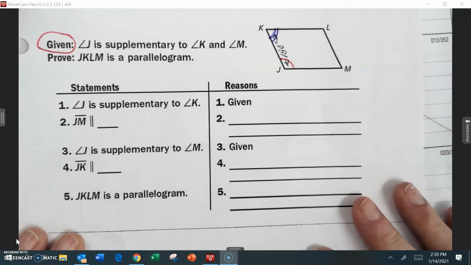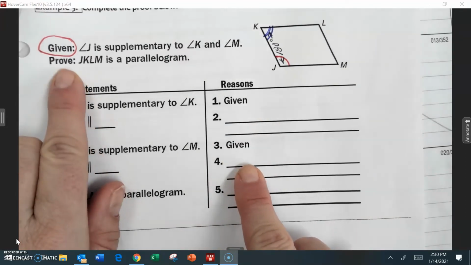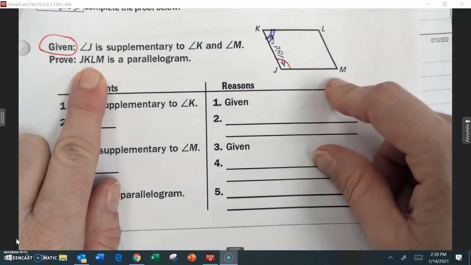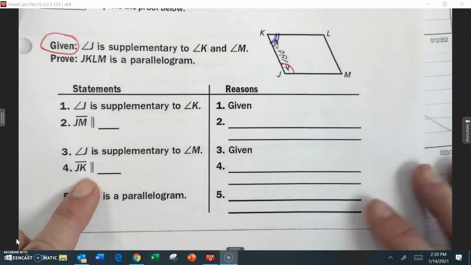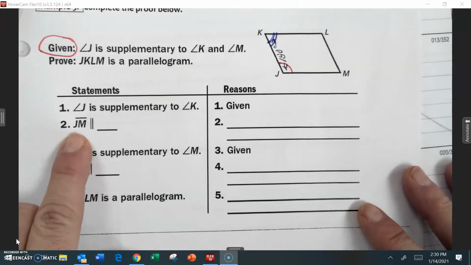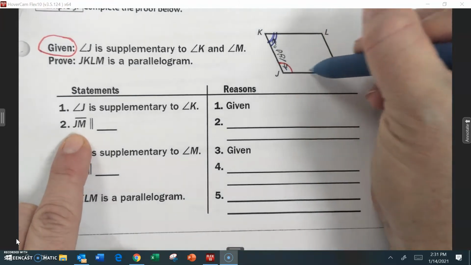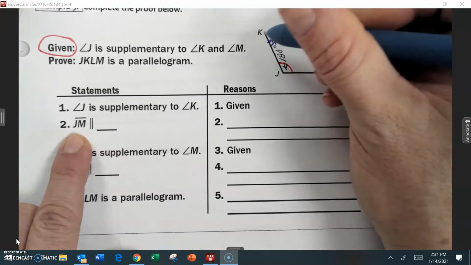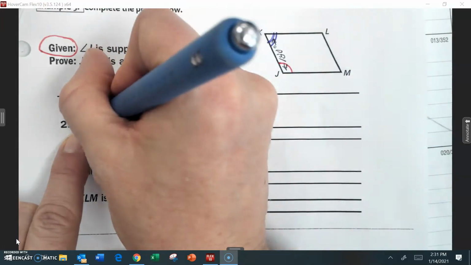Now, even without knowing what our reasons are, our goal is to prove that this is a parallelogram. We do not know that. So all of those properties and theorems that you learned today on the front, we know none of that, because all we know is that this is a four-sided figure. So they told us that J and K are supplementary. Now, even without filling in step 2, I think you can probably understand that JM, just by common sense, is going to be parallel to what? Well, I'm hoping you say KL.